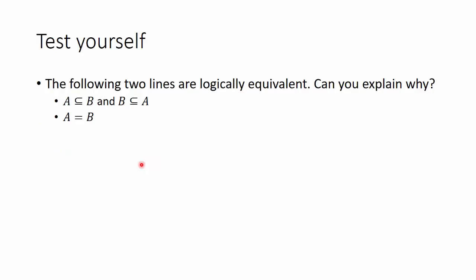So here's an opportunity to test yourself again. The following 2 lines are logically equivalent. Can you explain why? The line A equals B means exactly the same thing as saying A is a subset of B and at the same time B is a subset of A. And if you go back to the very important principle that we discussed earlier, this will become clear. So why don't you try that?